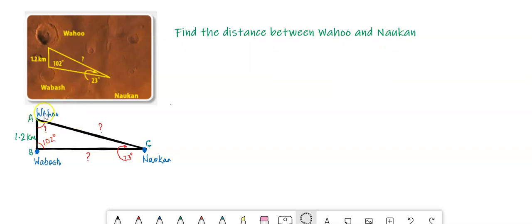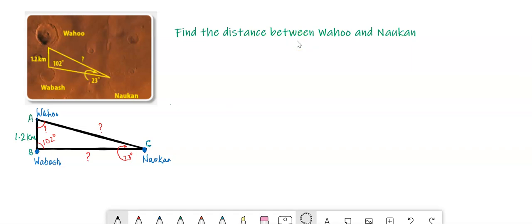Now I've tried to recreate the same triangle here and give them some labels. You can see I have labeled Wahoo as A, Wabash as B, and Nokon as C. The length AB here is 1.2 kilometers. The length between Wabash and Nokon is BC, which is not known. The length between Wahoo and Nokon is not known. And this angle B is 102 degrees, and the angle C here is 23 degrees. What we want to find here is the distance between Wahoo and Nokon.